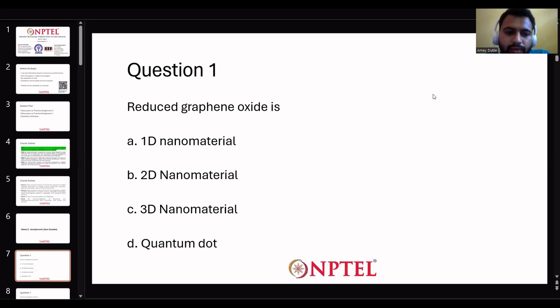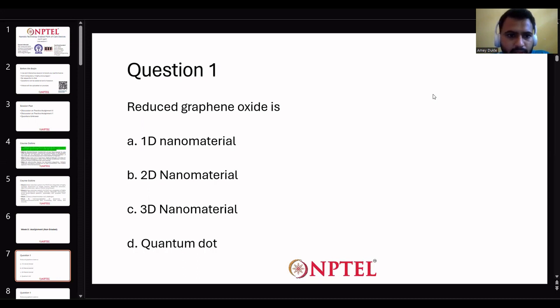So in case of 0D nanomaterial, all the dimensions are within 1 to 100 nanometers. In 1D nanomaterial, only one dimension is more than 100 nanometers. In 2D nanomaterials, two dimensions are more than 100 nanometers. In 3D, likewise, all the dimensions are more than 100 nanometers. Quantum dots are basically nanoparticles or 0D nanomaterials. So, any guesses on this question?